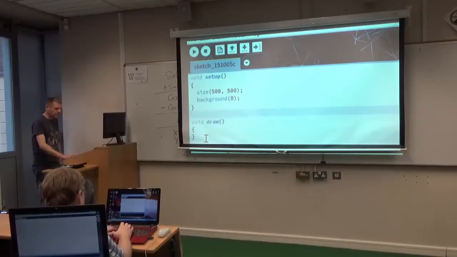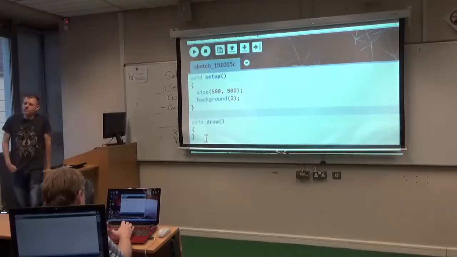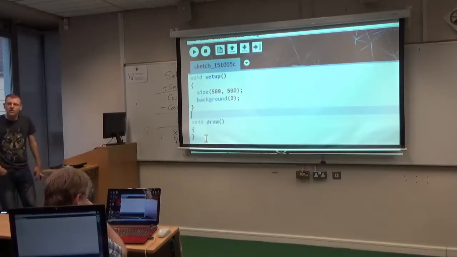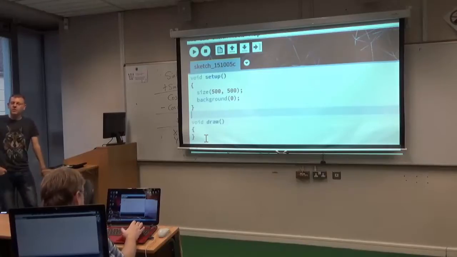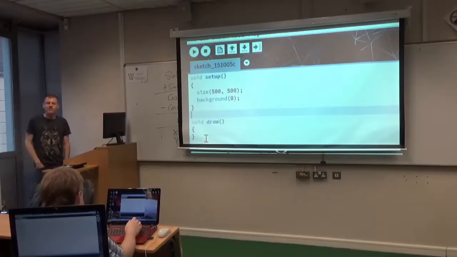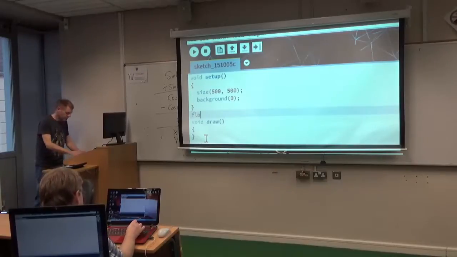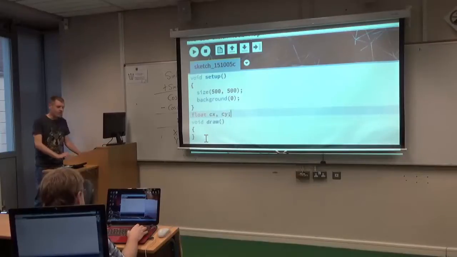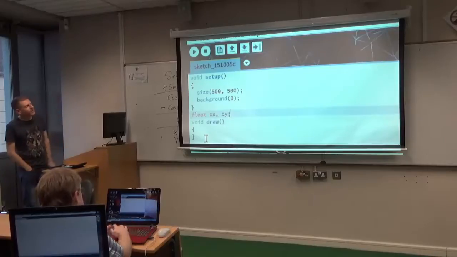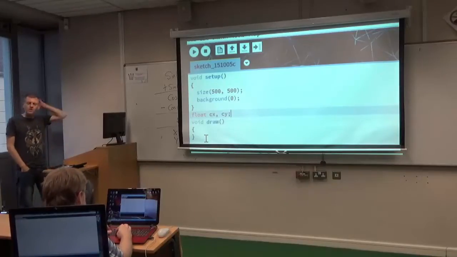Now I want to declare a variable, and I want that variable to hold the position of the center of the screen. Where do I put my code? Because I want to use it in both the setup and the draw method. Outside. So I put it outside, and what do we call that type of variable? It's a global variable. Where do I assign those values? No, we do it in the setup.